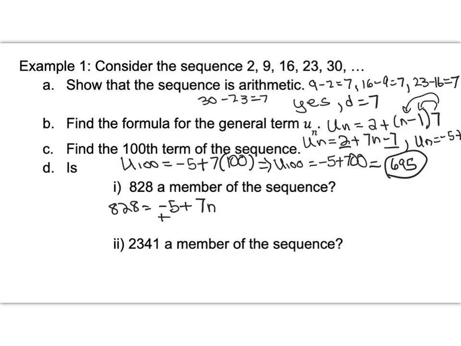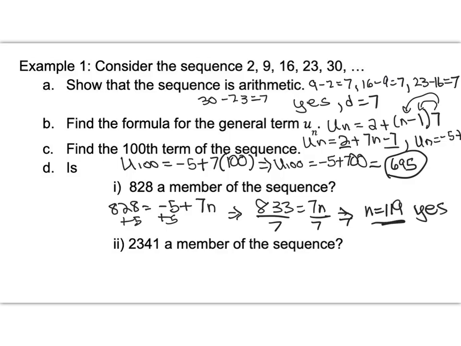So I'd add 5 to both sides, and I'd get 833 equals 7N, and then I would divide both sides by 7, and I would get N equals 119. So yes, it's the 119th term of that sequence.